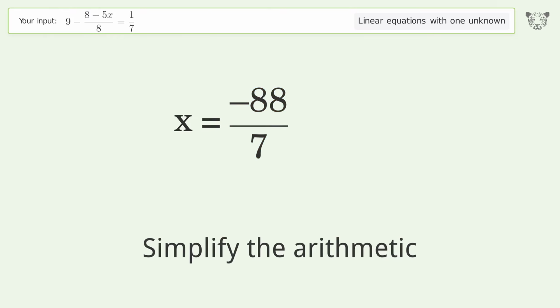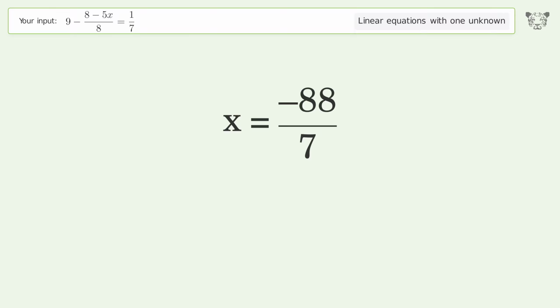And so the final result is x equals -88/7.